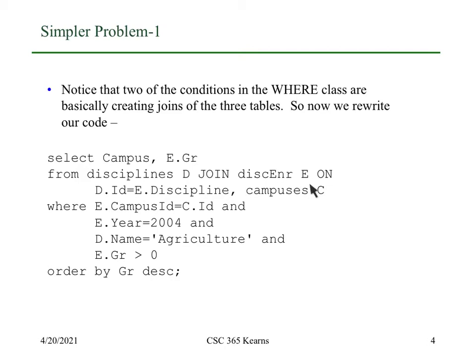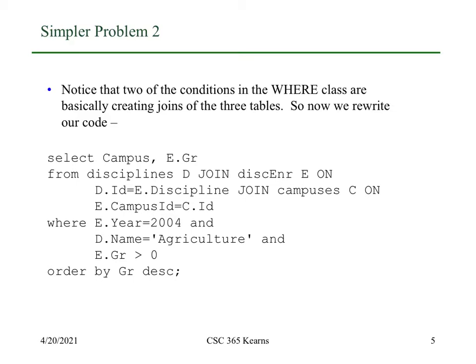And for right now, we're going to leave campuses off to the side. Notice when we do that, so we're only having this one join, we're still left with the campus ID in discipline enrollments and the ID in campuses.